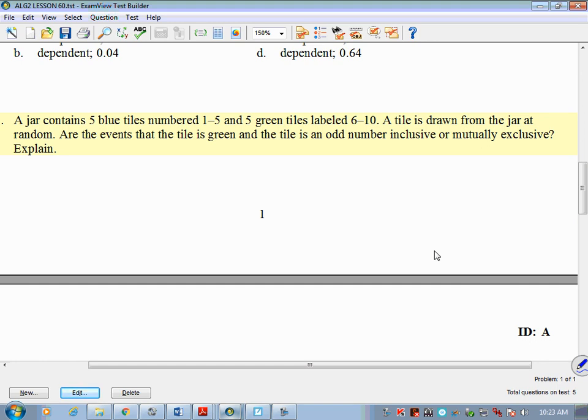Because there are green odds, we have an inclusive possibility here. So drawing a 7 or a 9 satisfies both events, so they are not mutually exclusive. Does that make sense? Because I can draw a green 7 or a green 9. They are not mutually exclusive.